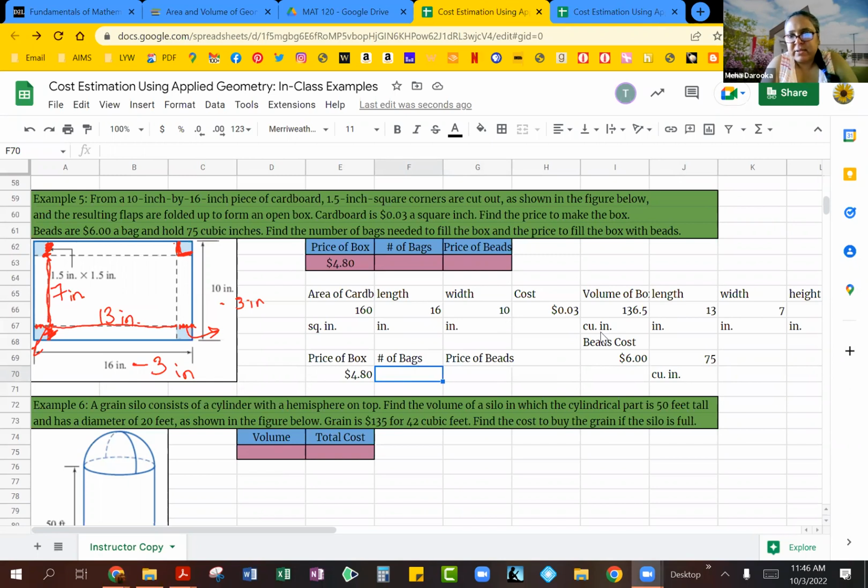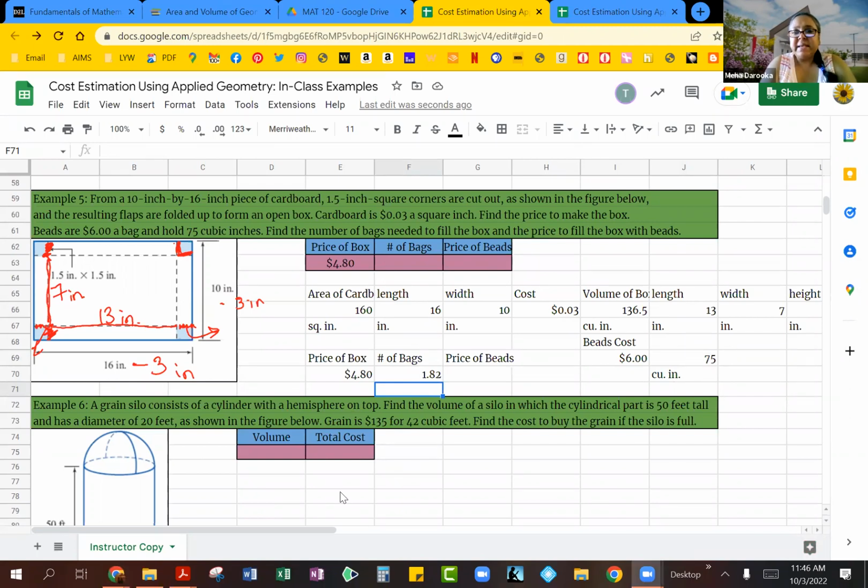All right, so let's take a look here. We know that we are taking 75 cubic inches for each bag, and our total is 136.5 cubic inches for the volume of the box. So of course, you go ahead and divide those. So when you take your 136.5, which is the volume for the box, and divide it by how much capacity each bag has, which is 75, you will see it comes out to be 1.82.